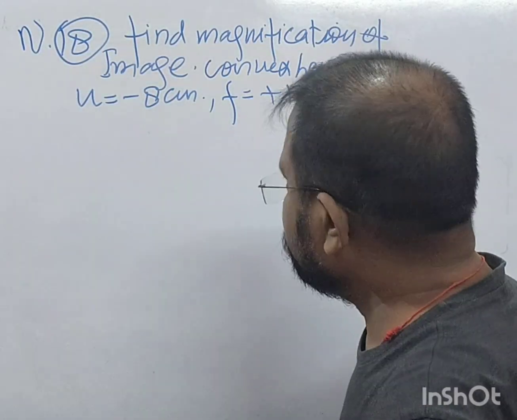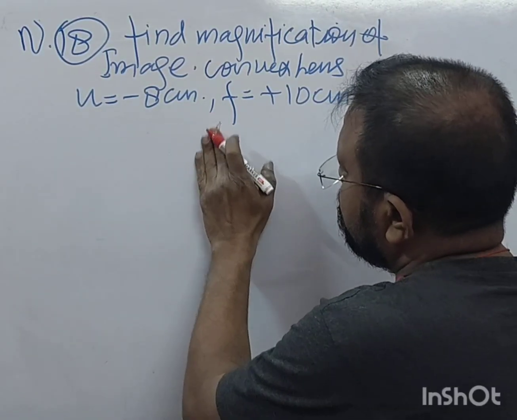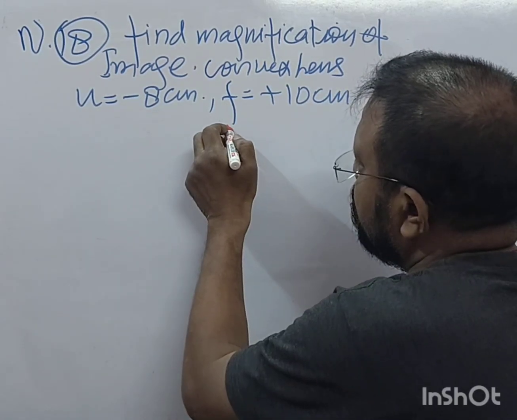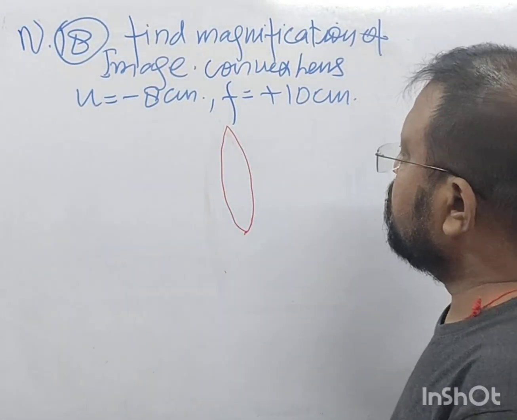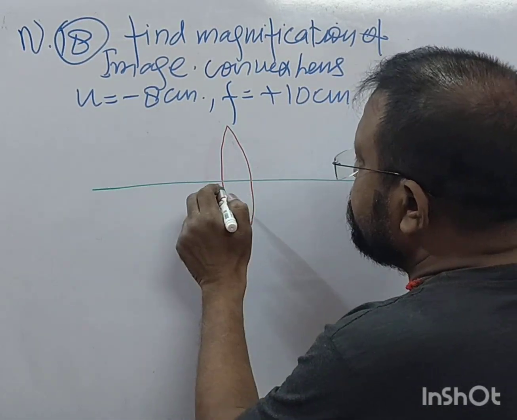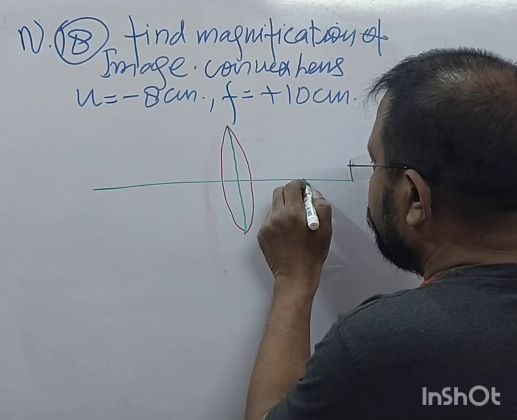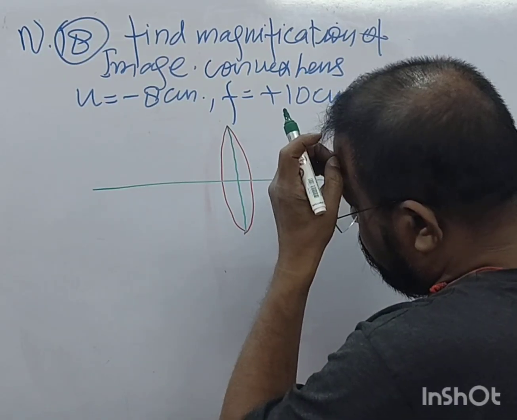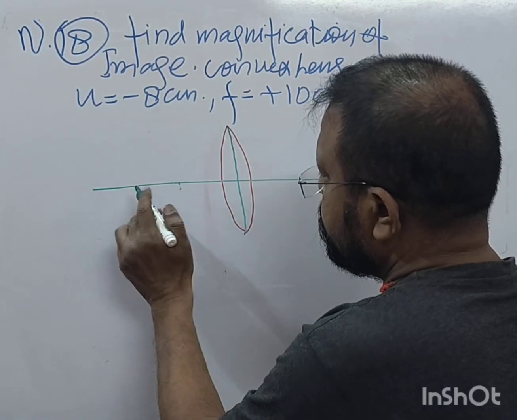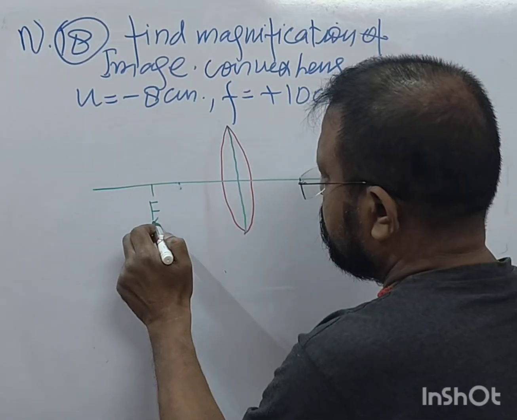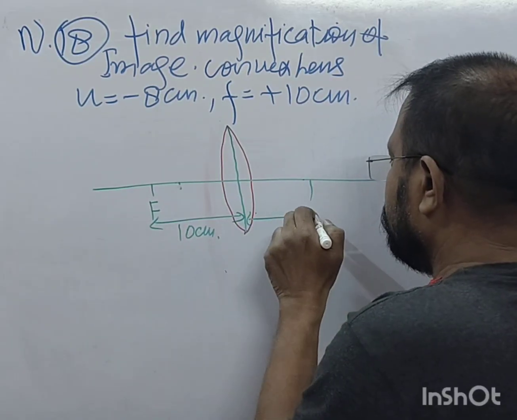What do you see? There is a convex lens. This is the principal axis, and F. Focal length is 10 centimeter. This side also will be 10 centimeter.